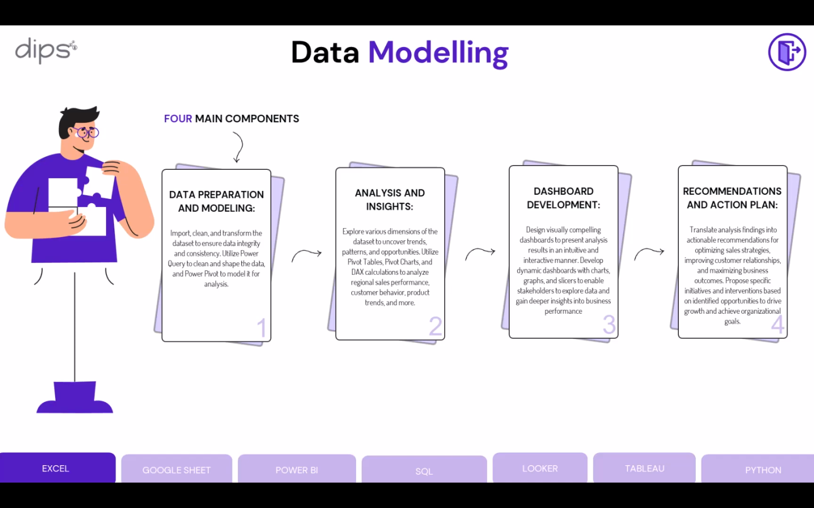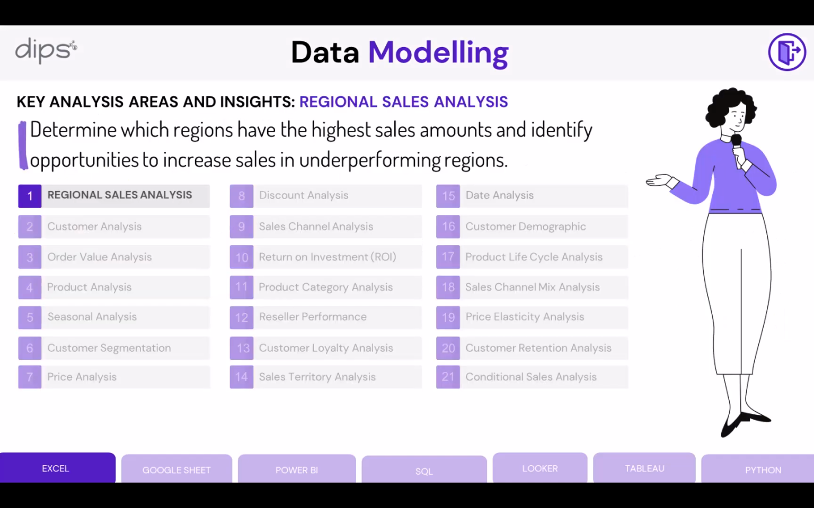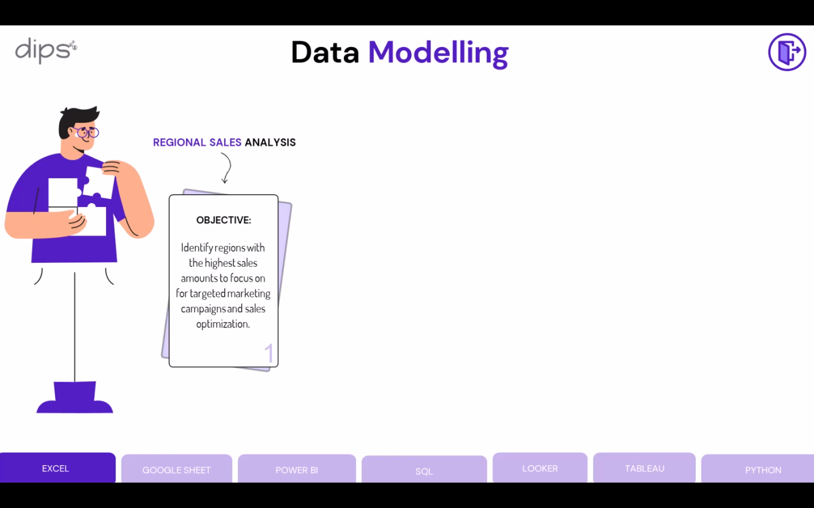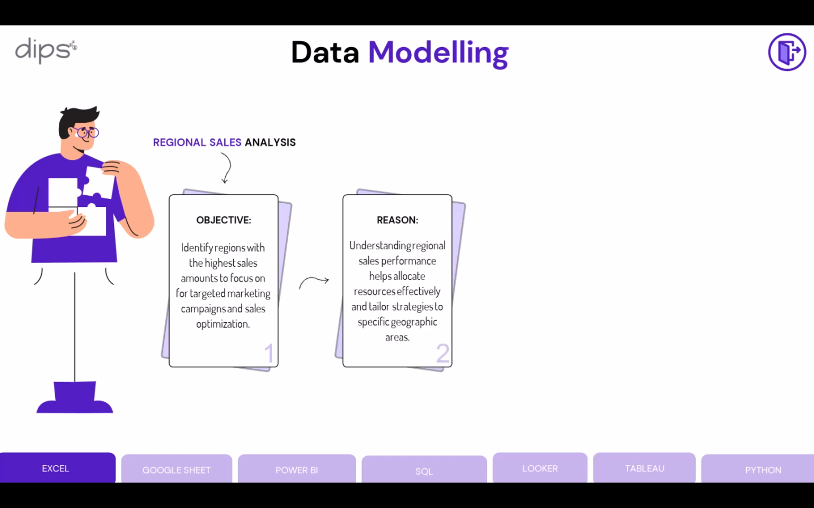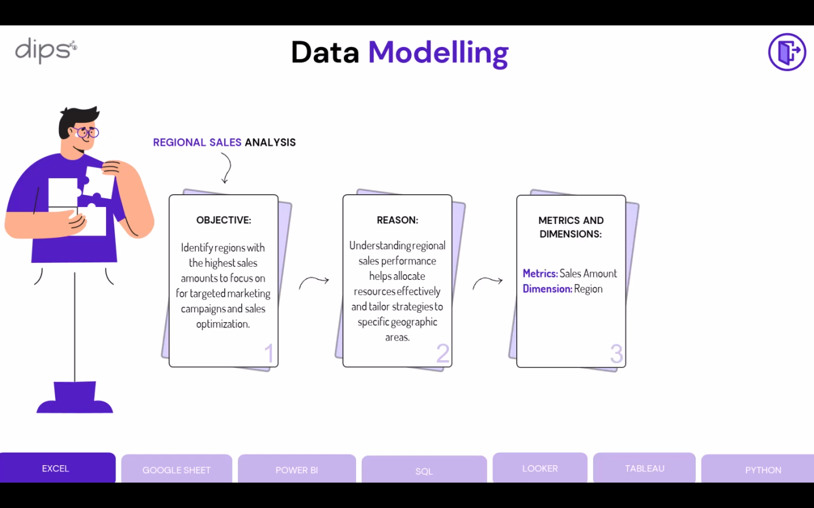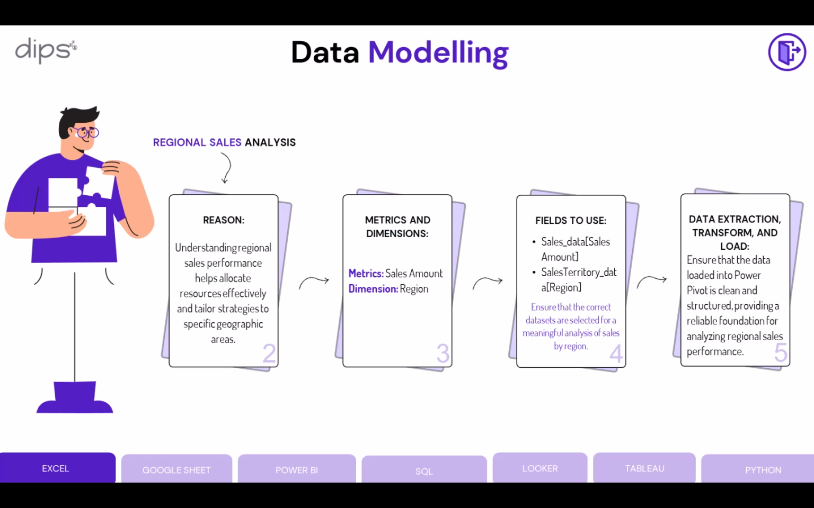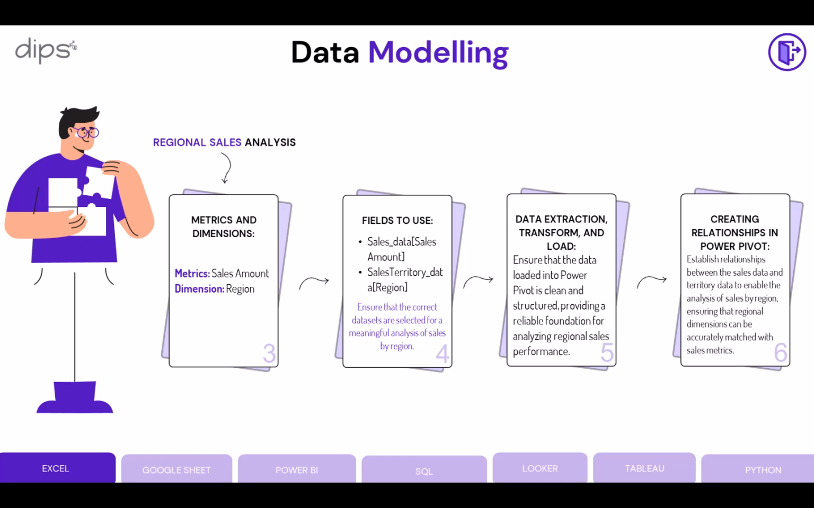Regional sales analysis. Now, let's dive into one of the 21 comprehensive analyses in our data analysis project, which evaluates regional sales performance to inform strategies that maximize revenue and optimize resource allocation. The objective is to identify top-performing regions for targeted marketing campaigns and sales optimization, as understanding regional sales performance helps allocate resources effectively and tailor strategies to specific geographic areas. The analysis will focus on the metric of sales amount by the dimension of region, using sales data and sales territory data. Building on this foundation, let's proceed to the first main component of our project, where we'll delve deeper into data preparation and modeling for regional sales analysis.